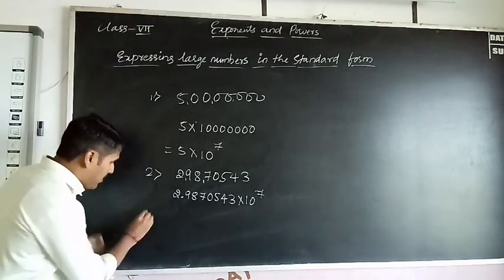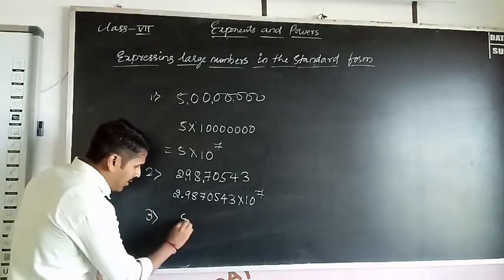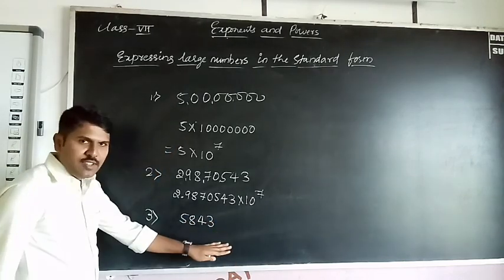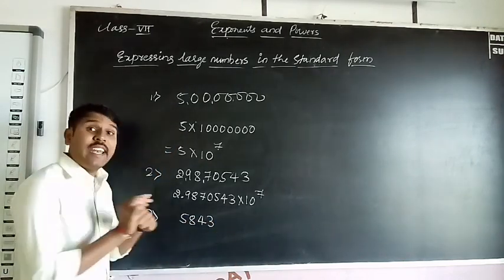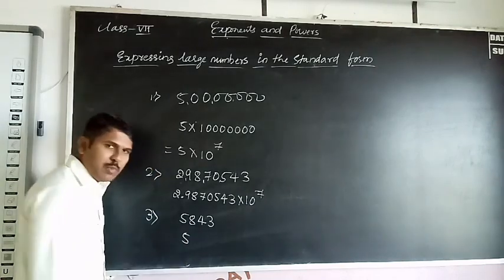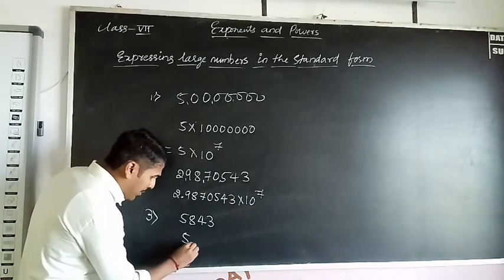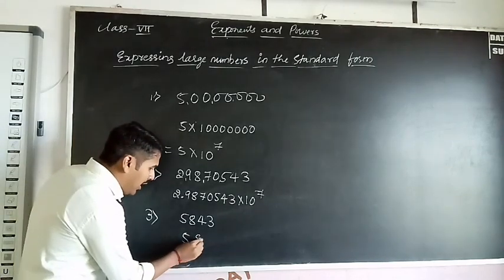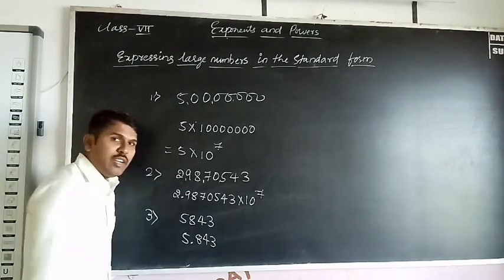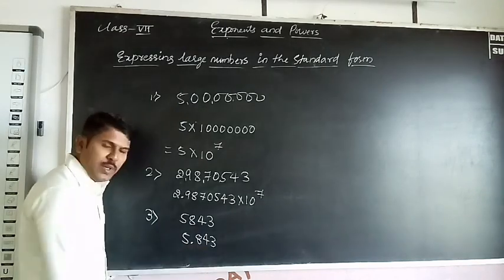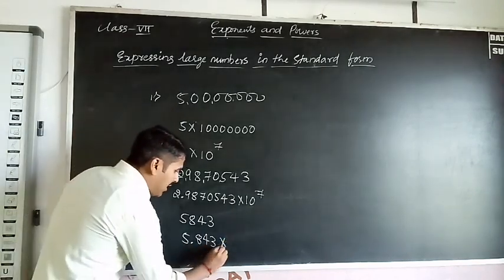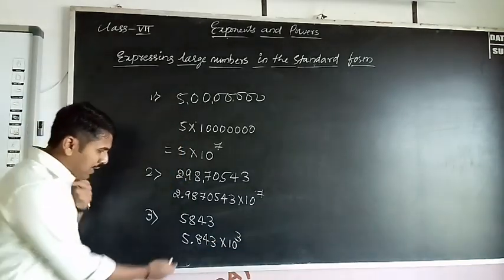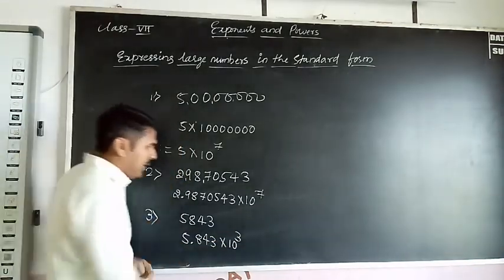Otherwise, I will tell you the simple definition. Simple number: 5843. Okay. Total how many digits? 4 digits. So how to write in standard form? Before the decimal point only one digit will be available. 5, the point should come here. 5.843. After the decimal point how many digits are there? 3. That means 10 raised to 3. So you will get the standard form. Take another one.